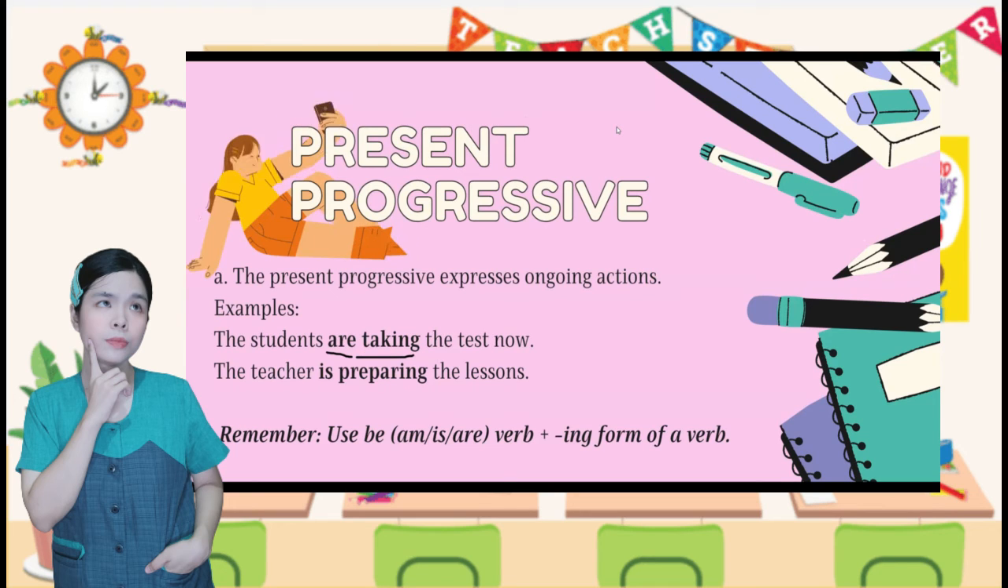Okay, the next one. The teacher is, the verb here is prepare. So again, what is the present progressive aspect of the verb prepare? Since the subject is singular, we're going to use the be verb is. The teacher is preparing the lessons.